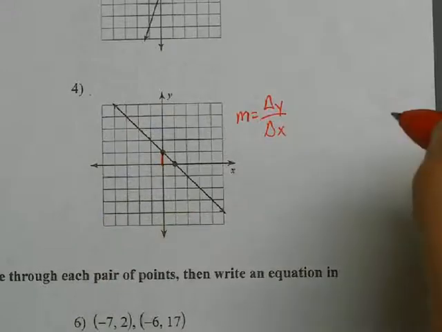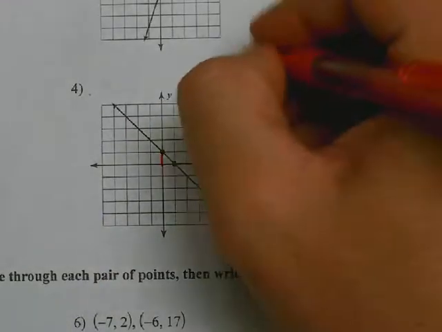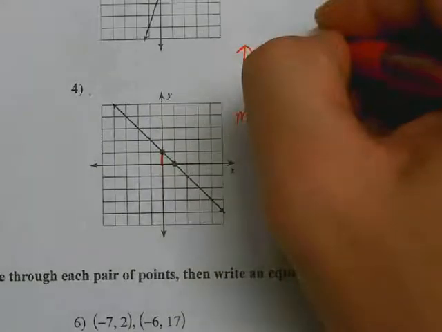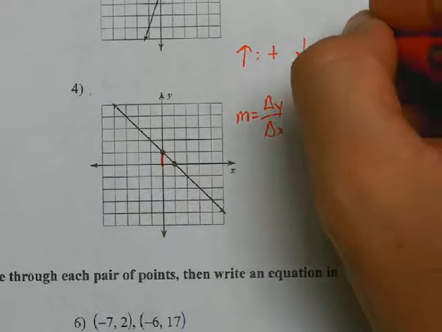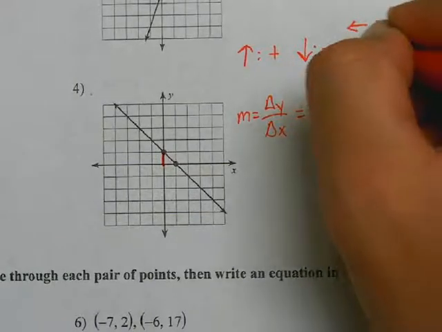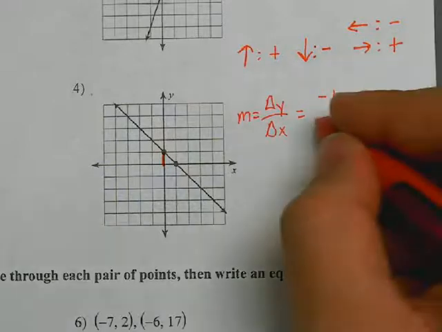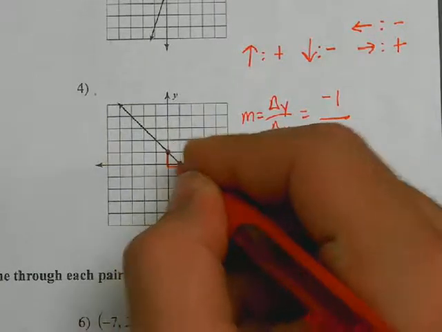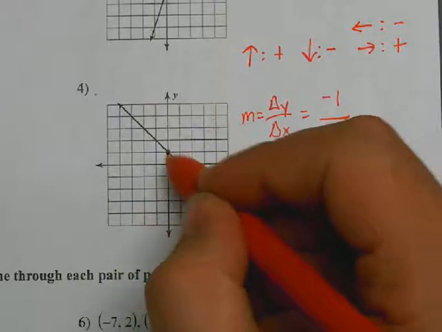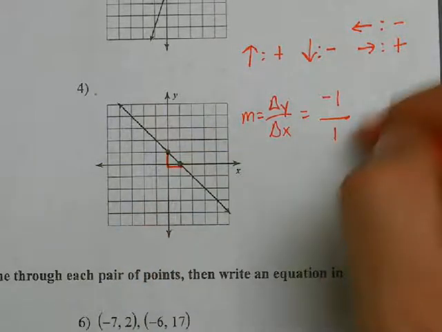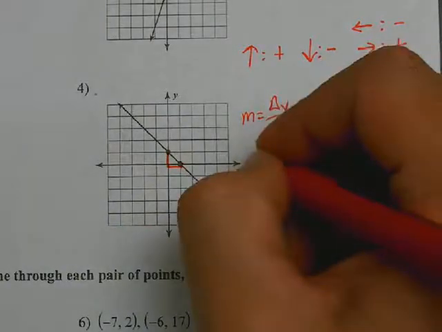Now, down 1 would be a negative 1, because on a graph, up is positive, down is negative. Okay? And then left is negative, and right is positive if we're talking about direction. Okay? So you can always remember that. Now we go to the right one time, and that takes us there. So we have to go down 1 and right 1 to get to the next point on the graph. So then that would leave us with the slope of negative 1. So my m is negative 1.